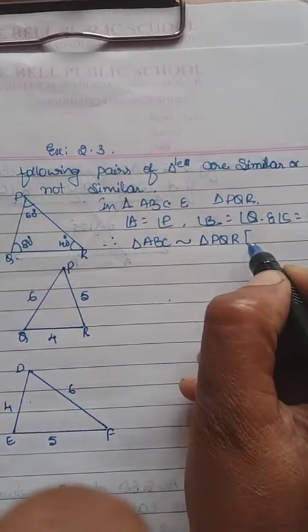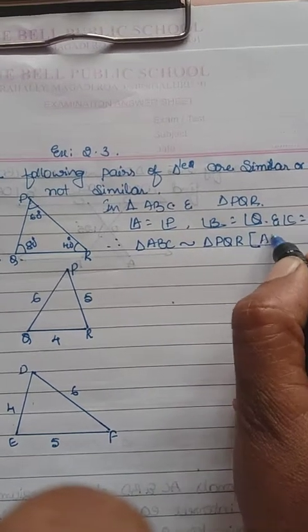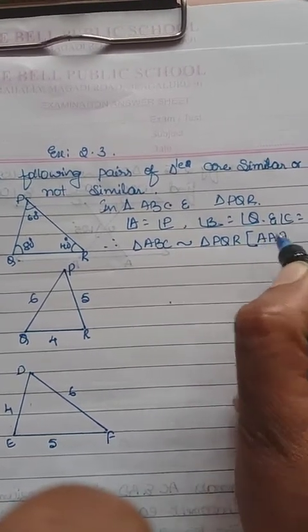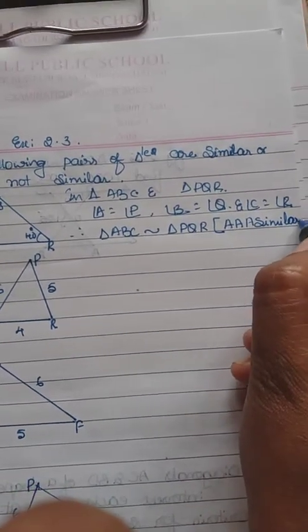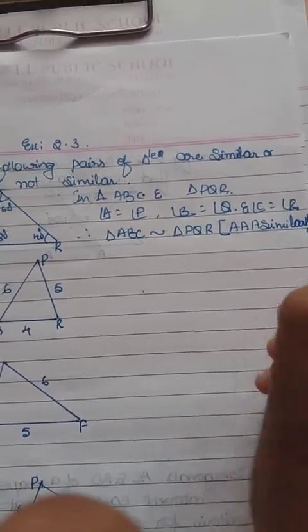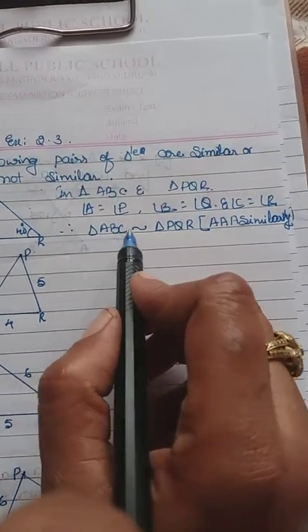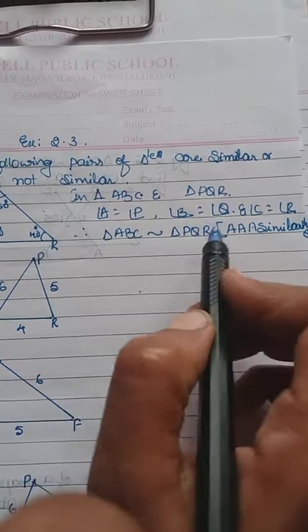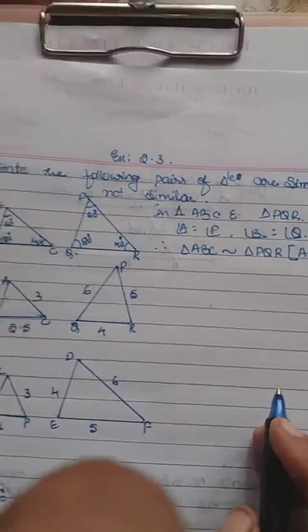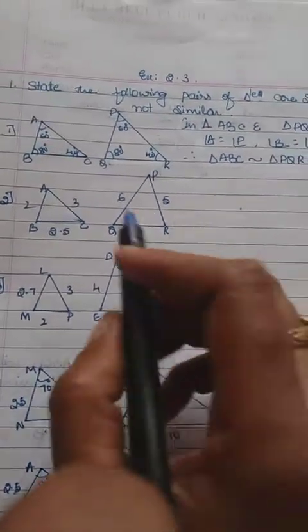According to which criteria is it? According to the AAA similarity criteria. By the AAA similarity criteria, if all the three angles are equal, then triangle ABC is similar to triangle PQR. That is the first one. Let us move to the second one.